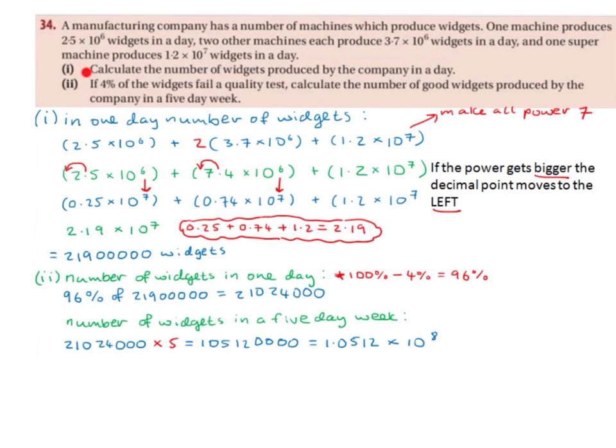So the question asked to find the number of widgets produced by the company in a day, and we got 21,900,000 widgets. And then it asked, if 4% of the widgets fail the quality test, calculate the number of good widgets produced by the company in a 5-day week. Or another way of saying that is the number of widgets that pass the quality test. And we got that to be 105,120,000, which we can rewrite in scientific notation as 1.0512 times 10 to the power of 8.